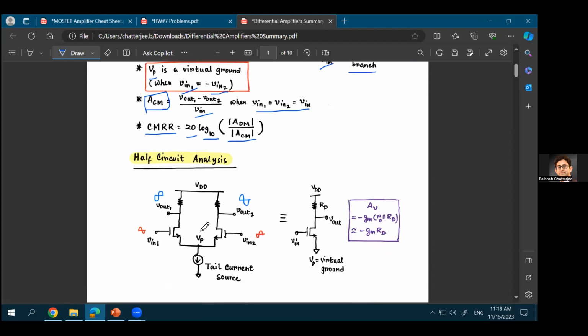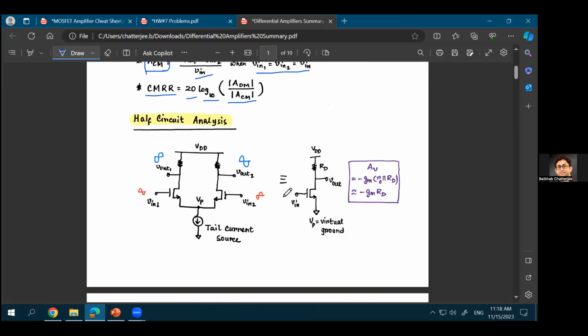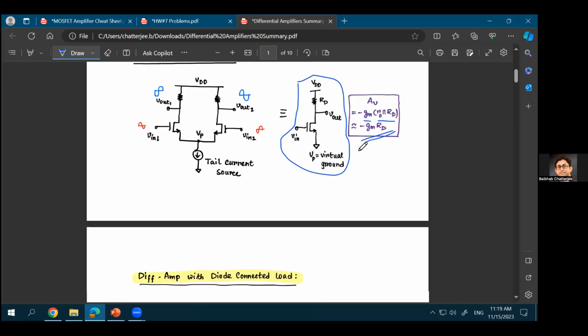You already did the half circuit analysis. You know that you can represent this differential amplifier with just the half circuit, with the source being a virtual ground, and we have discussed why this will be a virtual ground. The gain of the common source amplifier is minus g_m times R_O in parallel with R_D. That's again the exact formula that you mentioned. But if R_O is much larger than R_D, this can be approximated as minus g_m times R_D. And that would be the gain in your differential amplifier as well.